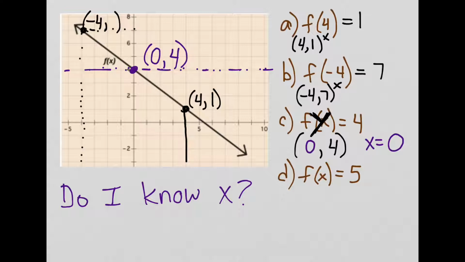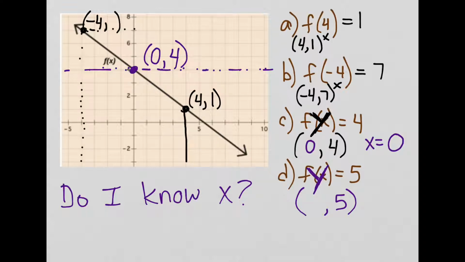Okay, so let's do D. D is saying f of x equals 5. Well, I don't know x, but I must know y, because this whole thing, f of x, is the same as y. You could replace that with a y anytime you want. So the y coordinate is 5.